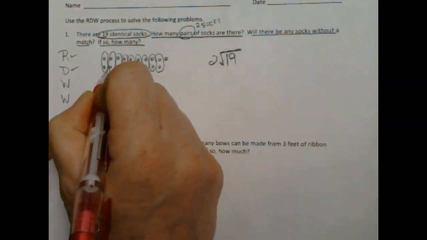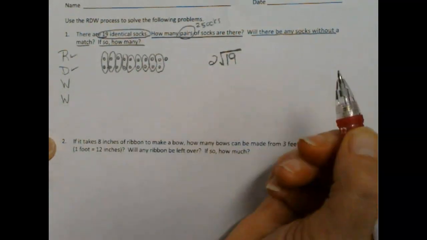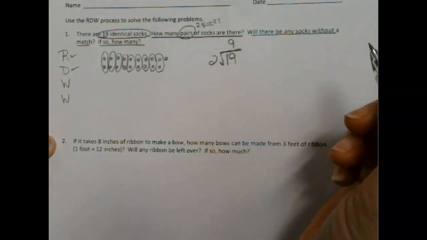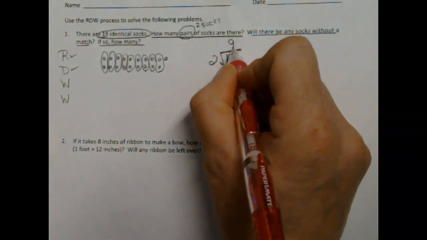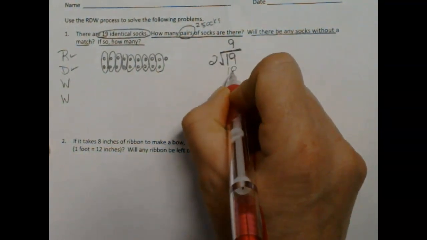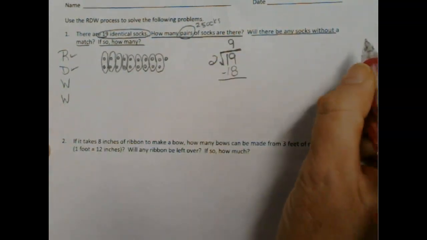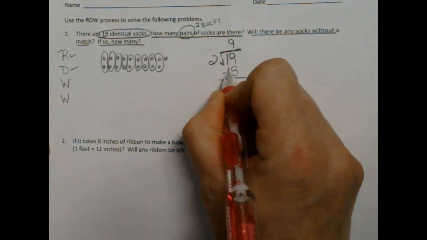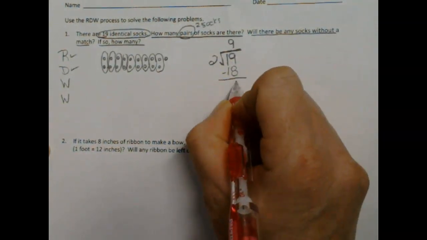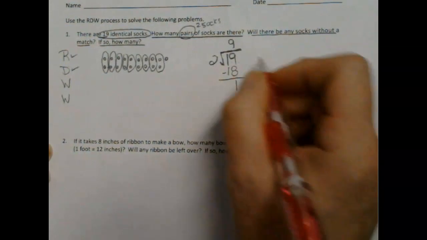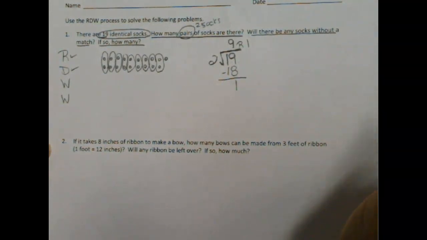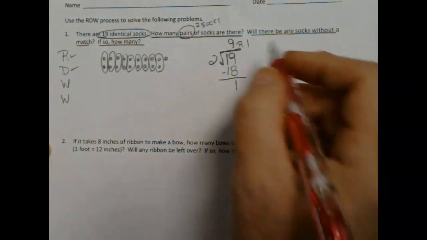All right, and I have 1, 2, 3, 4, 5, 6, 7, 8, 9. So I'm going to put my 9 up here as my quotient, because that's my final answer. And I can check myself by saying, how many of these did I put into pairs? Well, 9 times 2 would be 18 socks that I actually put into pairs. And then if I subtract the 18 that I put into pairs from the 19 that I have, 1 little sock is left over. So that little sock all by itself is my remainder. So I have 9 pairs of socks and a remainder of 1 sock.